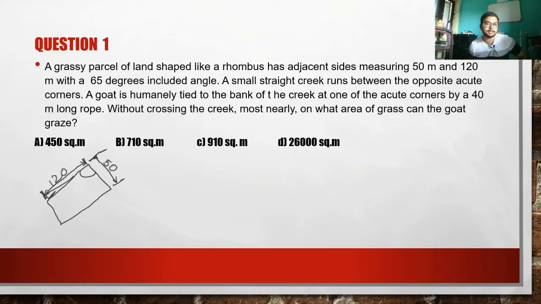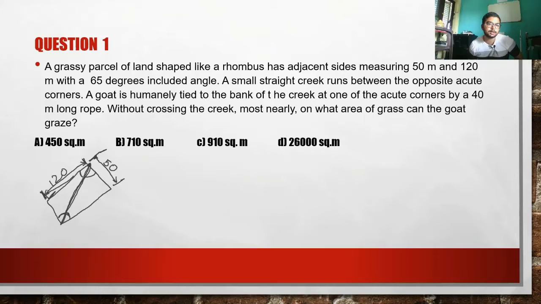is less than 90, that means acute angle. In a four-sided polygon, it is obvious that when one corner has acute angle, opposite corner will also have acute angle. So these two are the acute corners. Now he says a small straight creek runs between the opposite acute corners. So these two are opposite acute corners, and joining these two there runs a small creek or water body. Joining these two means a straight line.